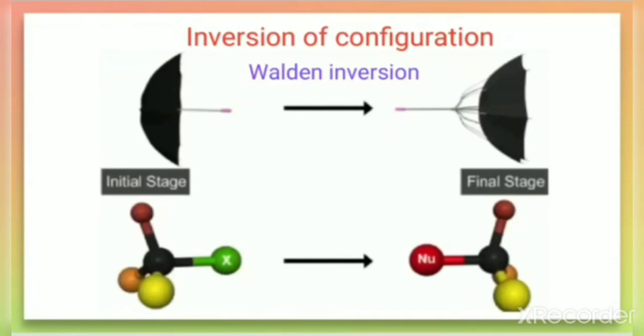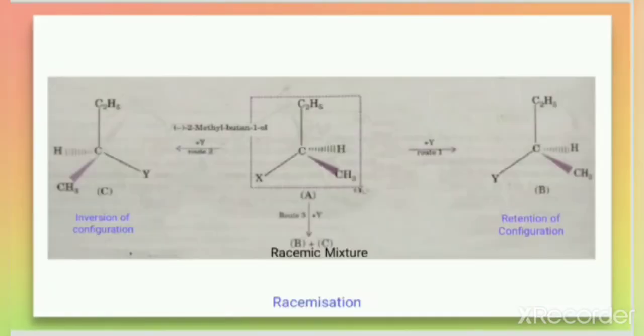Such type of inversion of configuration is also called Walden inversion. Let's discuss inversion of configuration, racemization and retention of configuration through this picture. Here one example is taken, an asymmetric molecule, the central figure. In this figure you can find that the carbon is asymmetric; all four groups are different.